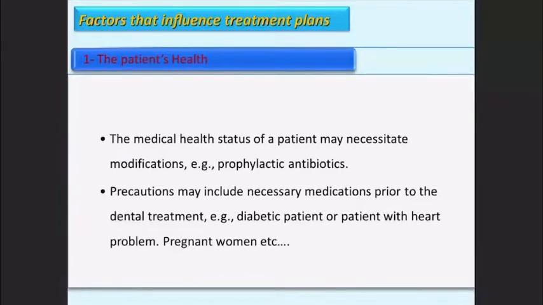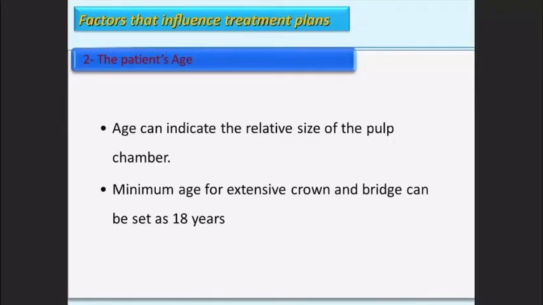Okay, one example of how it's going to influence your treatment plan. The patient's health, as I told you, the medical health status of the patient may need some modifications. Suppose there is a cardiac problem, infective endocarditis or some other problem in the patient, you need to give prophylactic antibiotics to the patient prior to the start of the treatment. Or precautions may include necessary medications, like for a diabetic patient, heart problem, or pregnant women. So in pregnancy, usually the second trimester is considered to be the safest. So it's better to avoid the first and third trimester. So these medical conditions are going to influence your treatment plan.